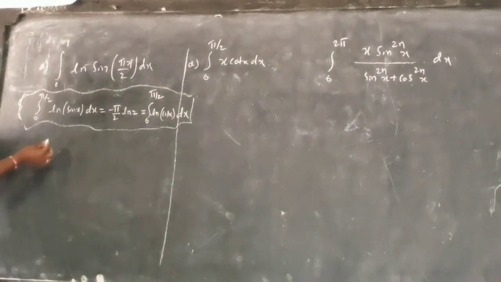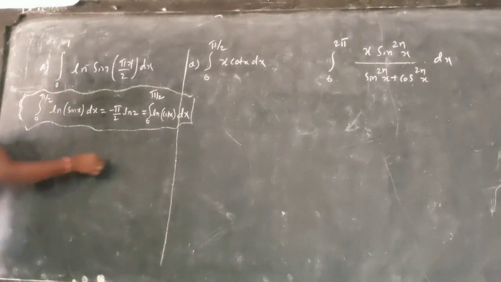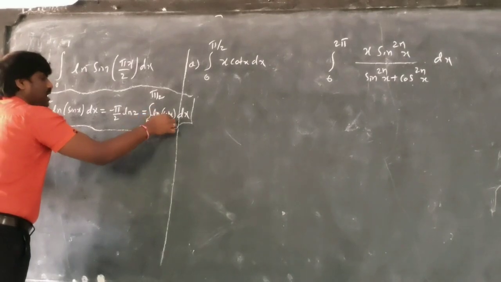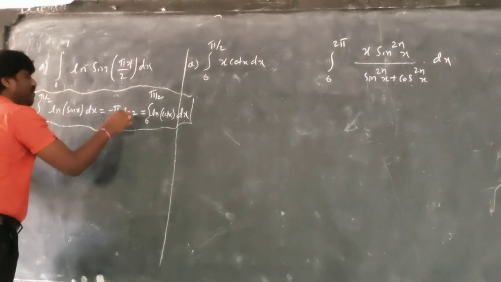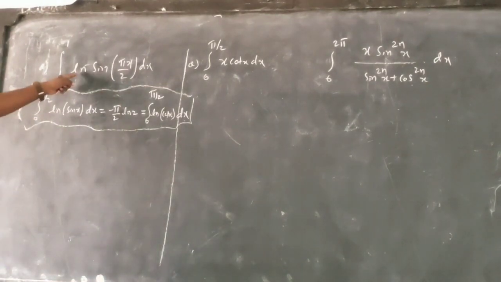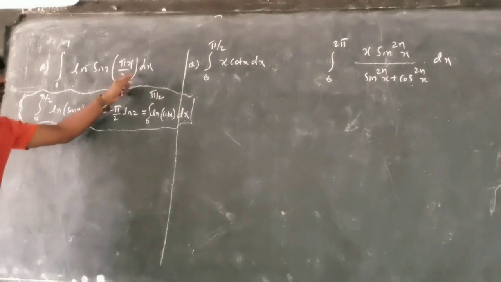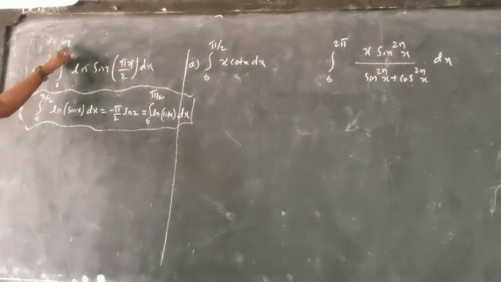So always remember that the integral from 0 to pi/2 of ln sin x dx, and the integral from 0 to pi/2 of ln cos x dx, the answer is always minus pi/2 ln 2. Remember this answer. Let's solve this question. You have to solve the integral from 0 to 1 of ln sin(pi x/2) dx.